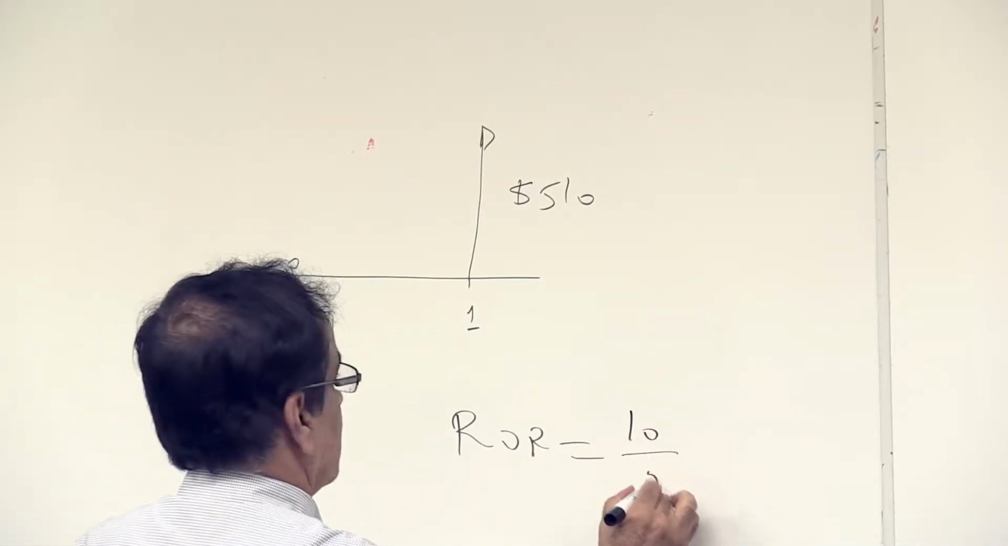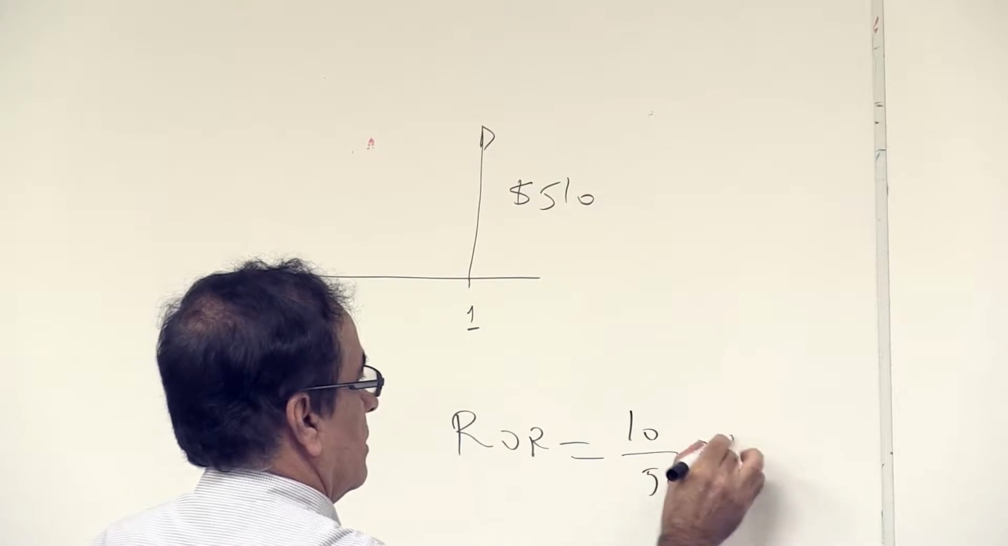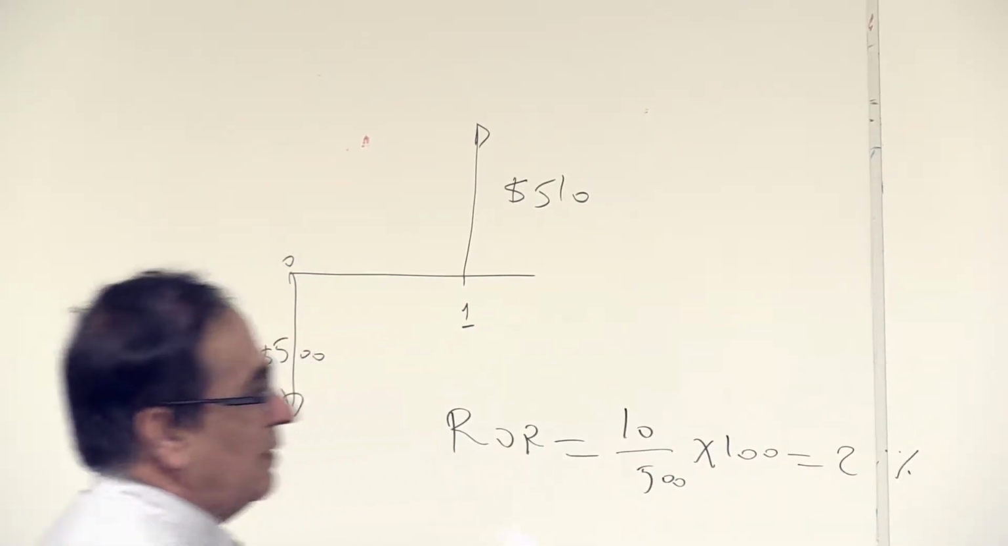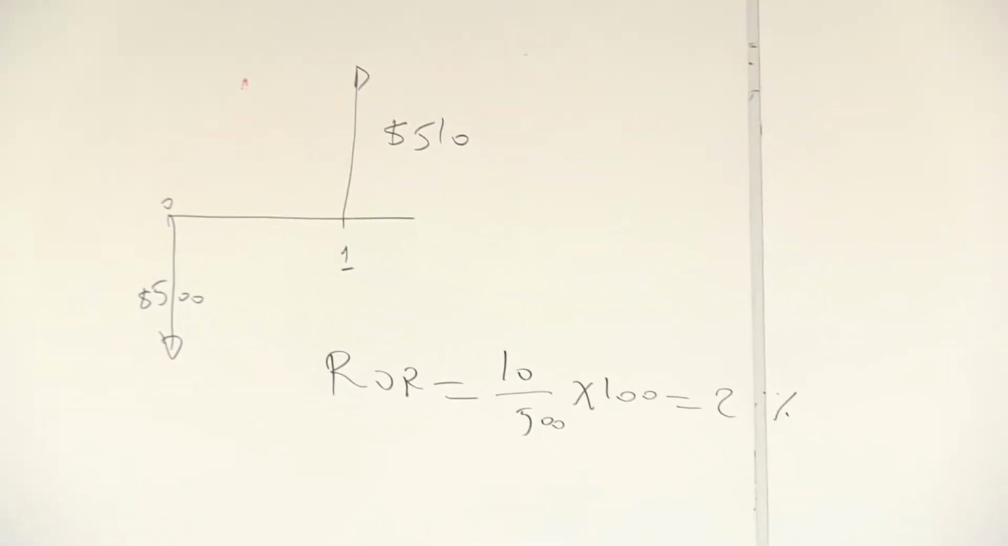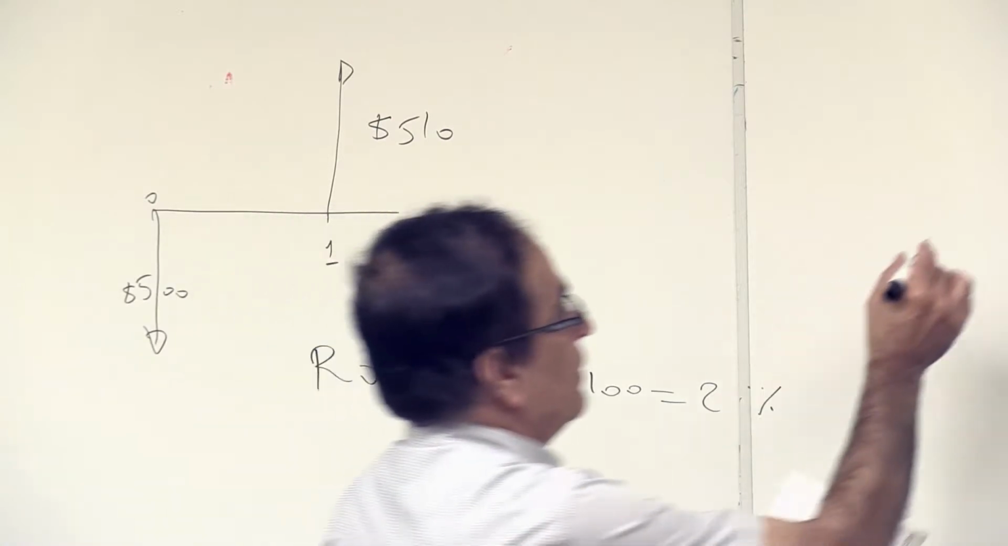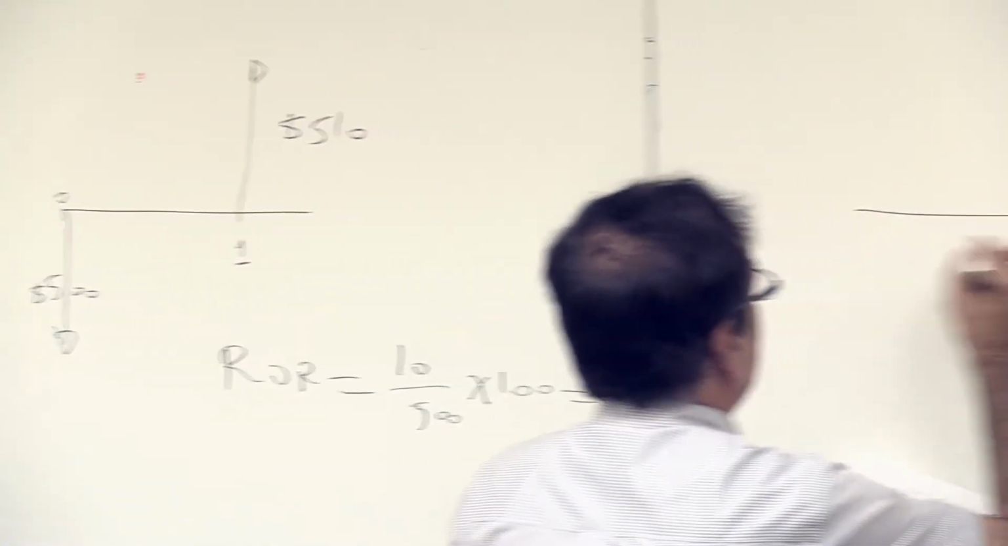Which is going to be about 2%. So we call this one rate of return for the simple example. But in real problems, normally you have more than one payment. You have several payments. To explain here, I'm going to show you a cash flow diagram in general.